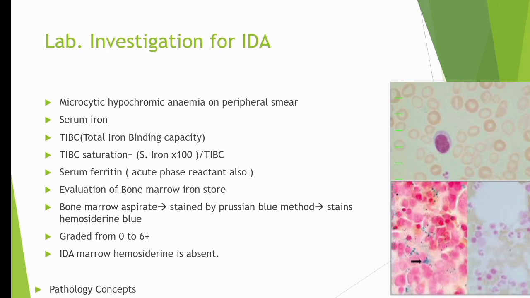So, what is TIBC? It is total iron binding capacity. Iron binding capacity is the capacity of transferrin to bind iron. So, when iron decreases in the serum, the capacity of transferrin to bind that iron is increased.